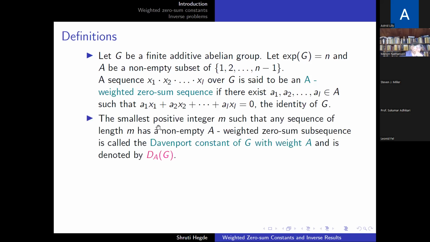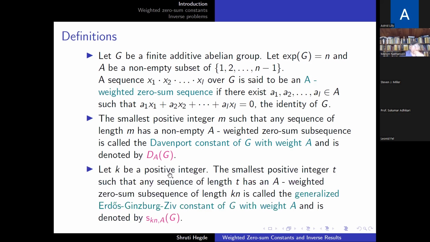The next definition: the smallest positive integer m such that any sequence of length m has a non-empty A-weighted zero-sum subsequence is called the weighted Davenport constant of G, and it is denoted by D_A(G). Let k be a positive integer. The smallest positive integer t such that any sequence of length t has an A-weighted zero-sum subsequence of length kn is called the generalized Erdos-Ginzburg-Ziv constant, or shortly generalized EGZ constant, with weight A, and we denote it by s_{kn,A}(G).